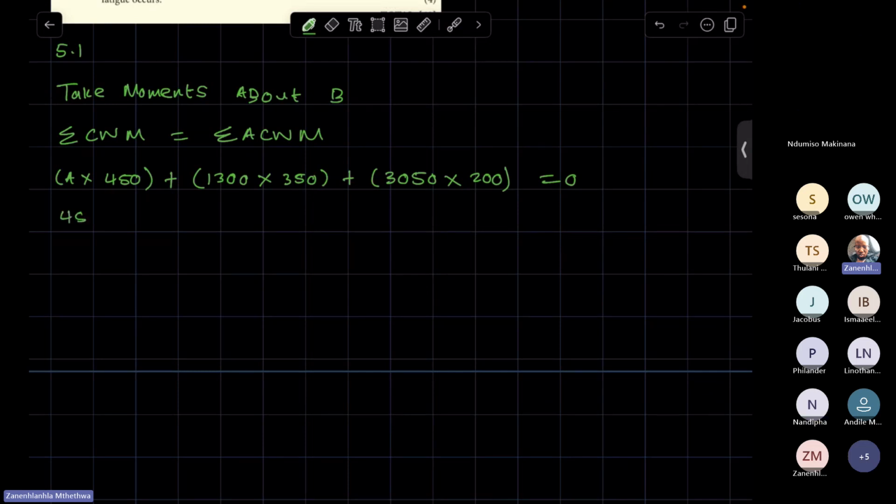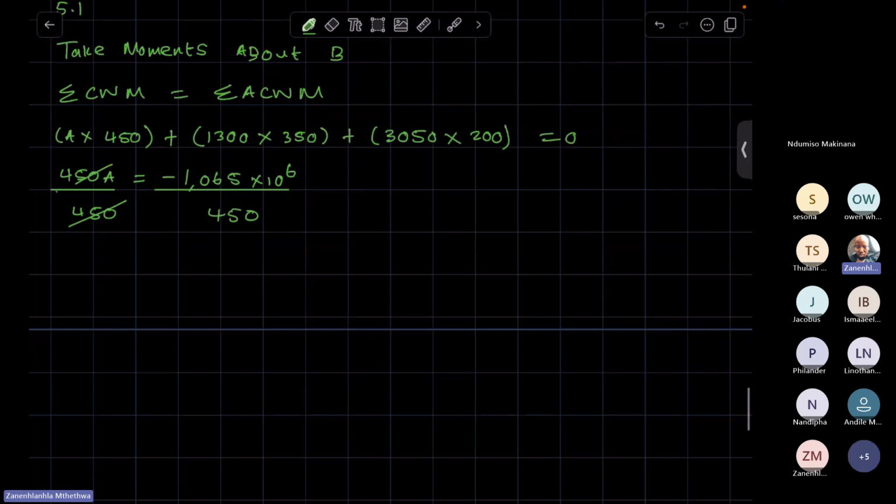So you will get 450A, and whatever we get here we would have to transpose to that side because we are looking for A. So this is 1,300 times 350 plus 3050 times 200. I am getting 1,065 times 10 to the 6. Now that would have to transpose. When you transpose this, it will become negative 1,065 times 10 to the 6. And then because we want to calculate A, we divide both sides by the 450.